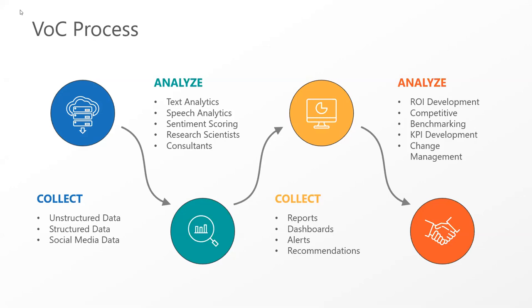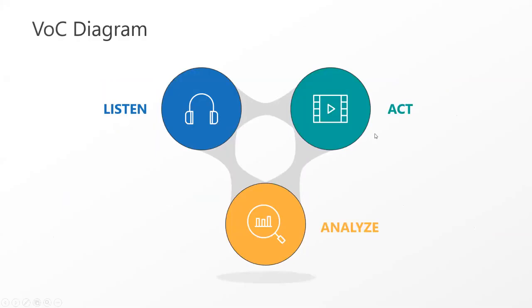And there are a lot of places within this where you require natural language processing. Let's go ahead. Fundamentally, a VOC diagram contains three things: listen, analyze, act. First is listen, second is analyze, and third is act, right? So listen to your customers, analyze what they are trying to say, and take subsequent recommendations and actions.